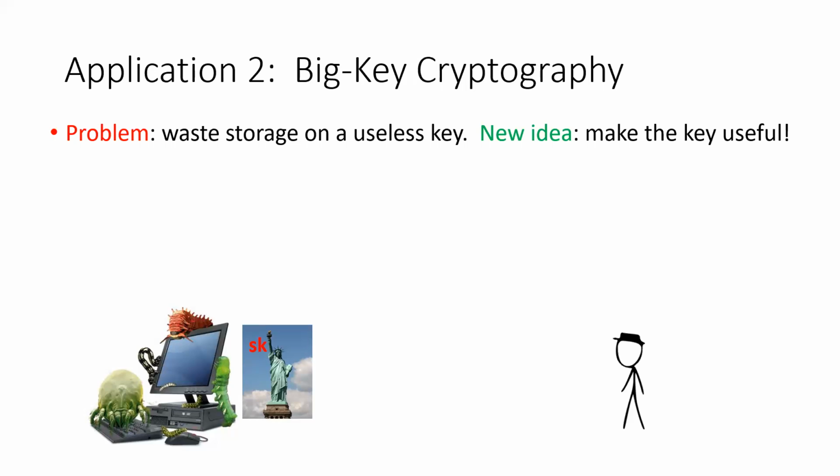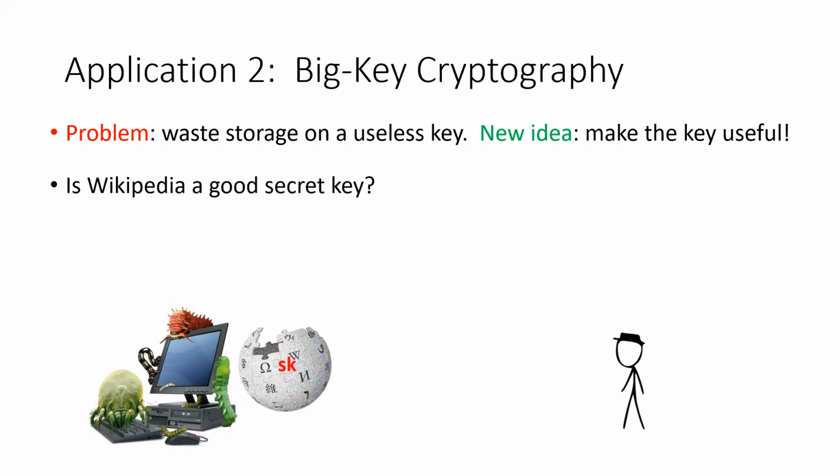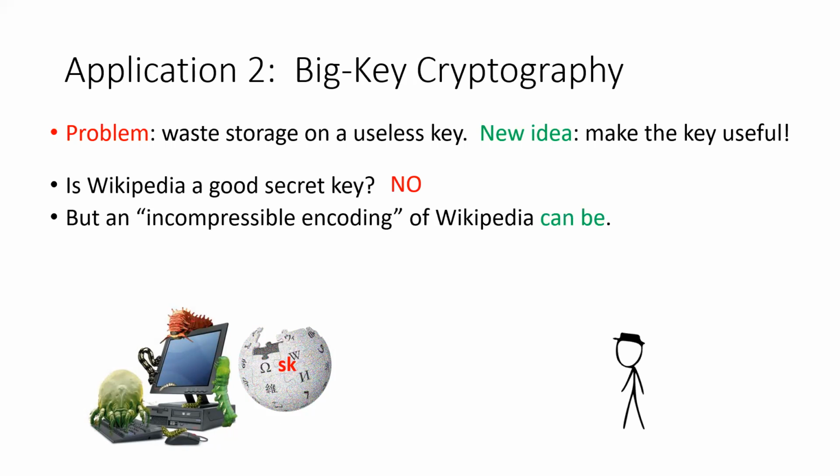Let's actually make the key useful. Let's take data that the user would store anyway. Maybe the user is storing an offline copy of Wikipedia for their own use. Let's tell them to use that as the secret key. So let's use Wikipedia as a secret key. Well, is Wikipedia a good secret key? No, that's a terrible idea, right? Wikipedia is public, it's online, everyone knows it. It's not secret, so it's a terrible idea to use it as a secret key. That's not what we're suggesting.